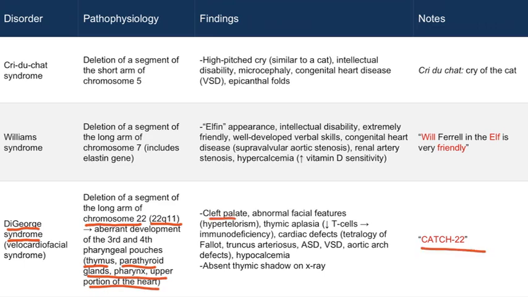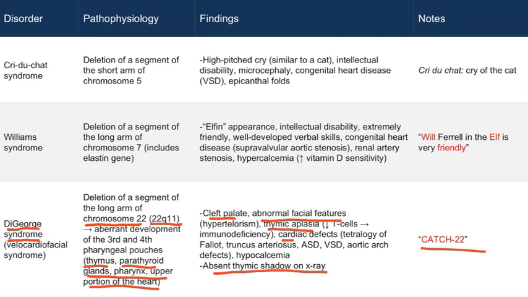C for cleft palate, A for abnormal facial features. It's high yield to know that one of the facial features is hypertelorism. Hypertelorism just means there is a wide space between both eyes. T stands for thymic aplasia. Because the thymus is associated with T cells, this results in a T cell deficiency, so these patients are immunodeficient. This also results in an absent thymic shadow on X-ray.